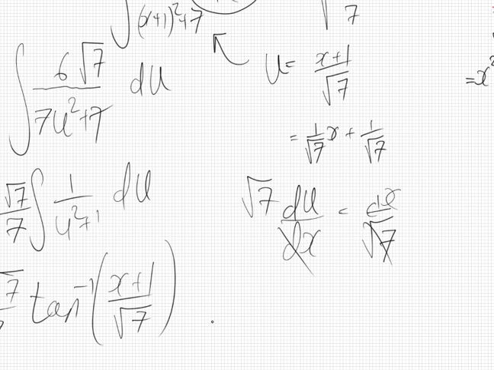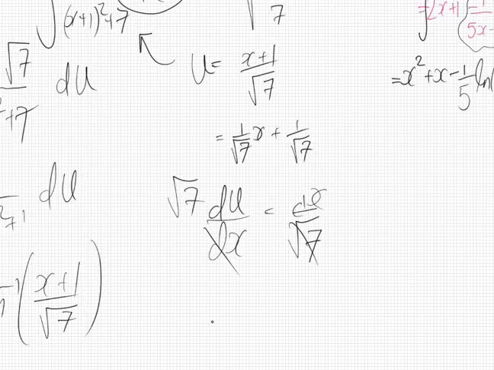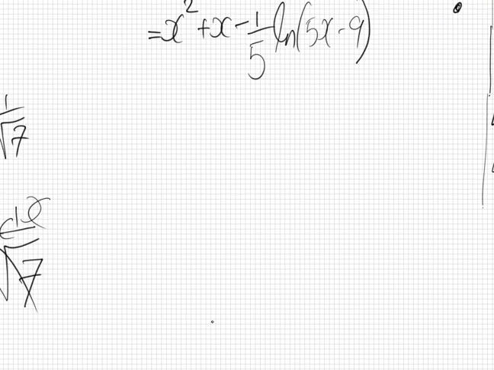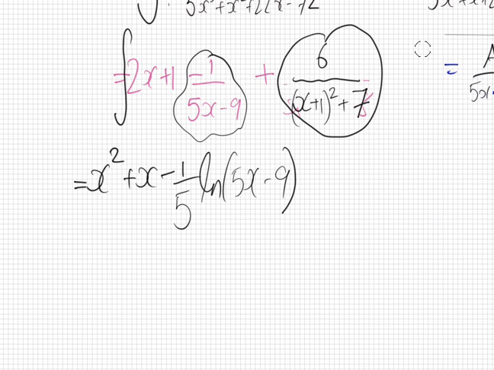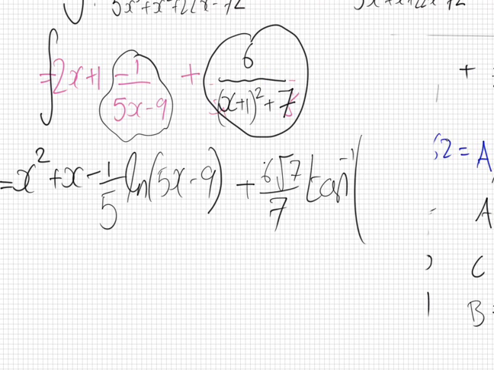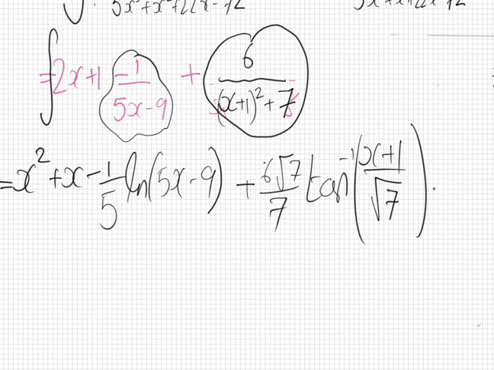Can I scroll across now? Yeah. So going back to the question. Zoom back in. So, no need for a question mark here anymore. I have the answer. Let me make some space. So it is, what did I say, plus 6 root 7 over 7 tan inverse. Hang on, need more space. X plus 1 over root 7. Yes? Plus C.